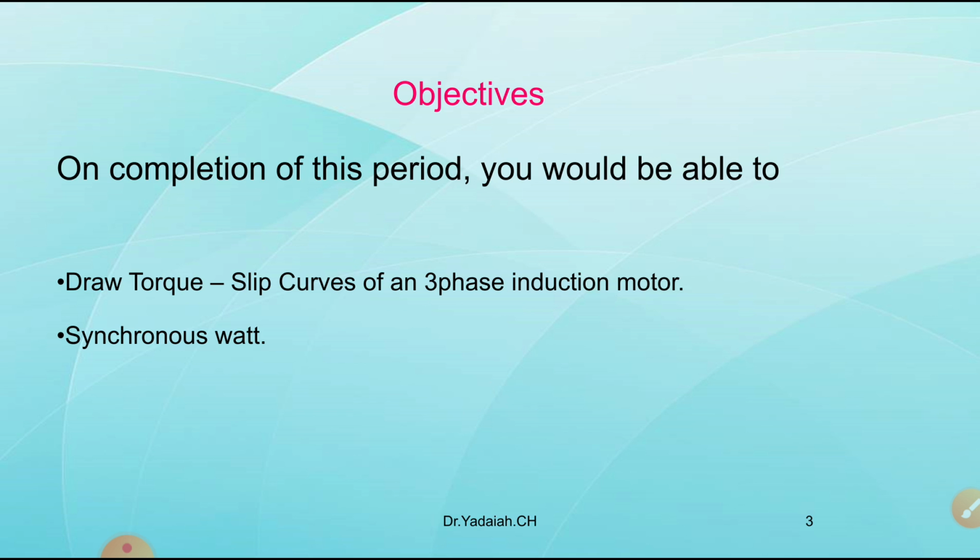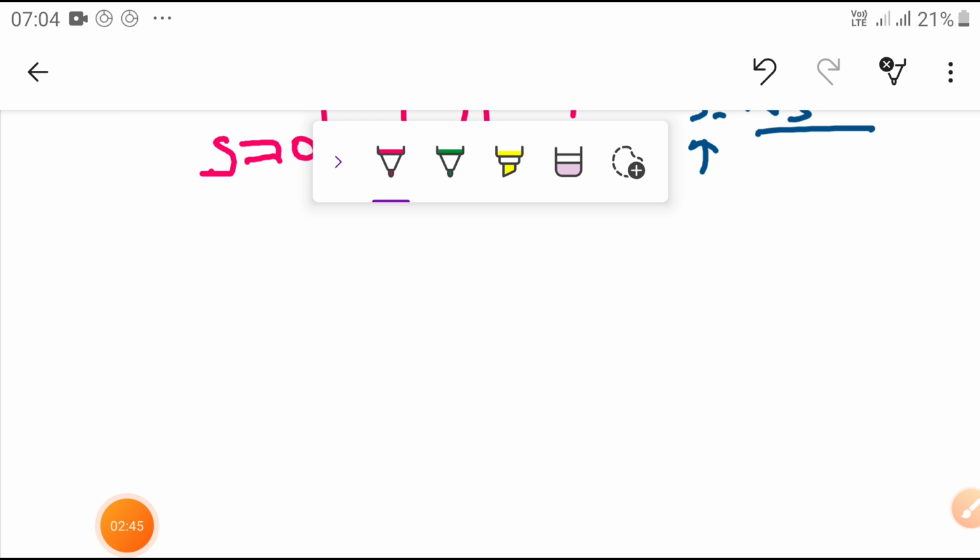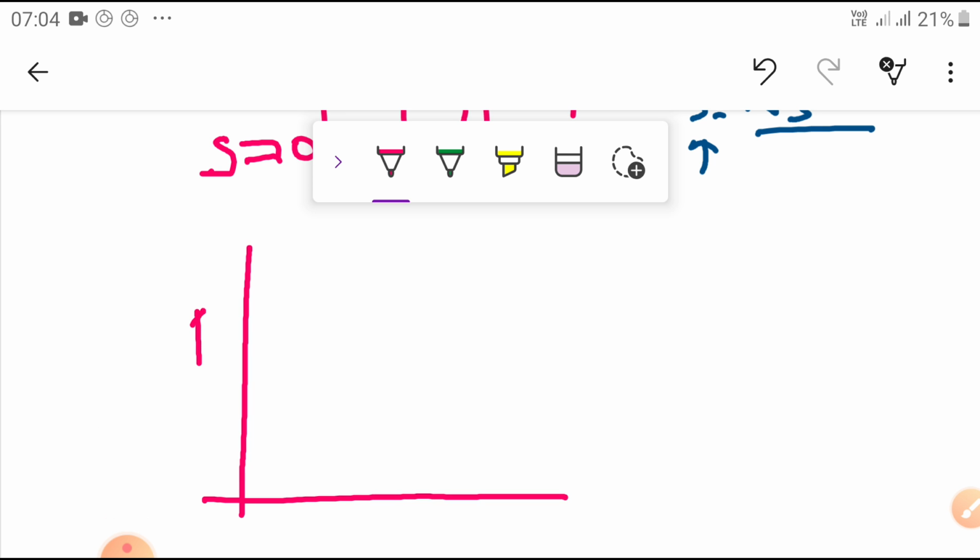Okay, let us recall what we have seen in previous classes at a glance. For this, we will see the torque slip curve. Let us draw: this is the torque, this is the speed. Okay, what we have seen in previous classes.